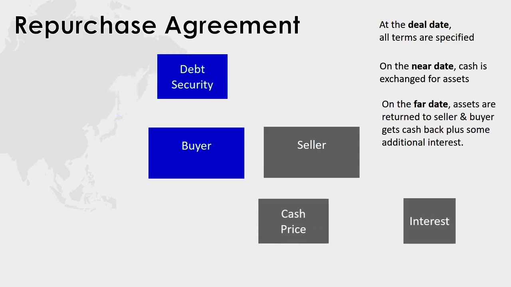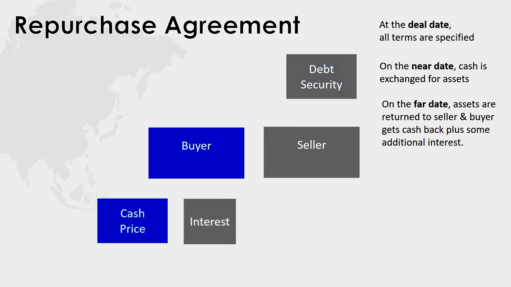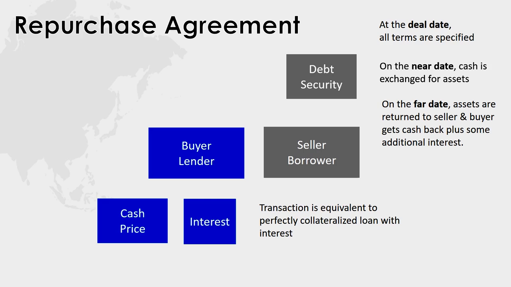On the far date, the bonds are repurchased by the seller at the original purchase price, plus a little extra interest. This transaction is equivalent to the buyer taking a loan with interest. The buyer acts as a lender, providing cash up front, and the seller is a borrower, repaying on the far date with interest. The advantage of a repurchase agreement over a traditional loan is that the lender takes possession of the security up front, which mitigates the risk, since the security functions as a form of collateral. Using repurchase agreements, the central bank can add or drain liquidity quickly and smoothly.